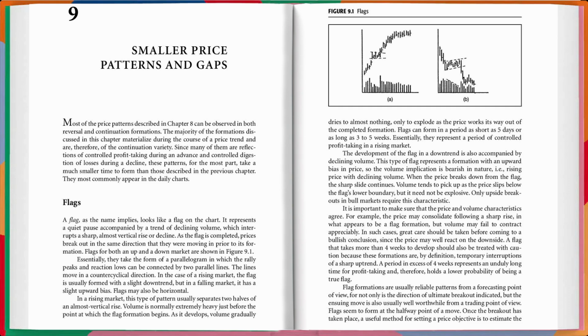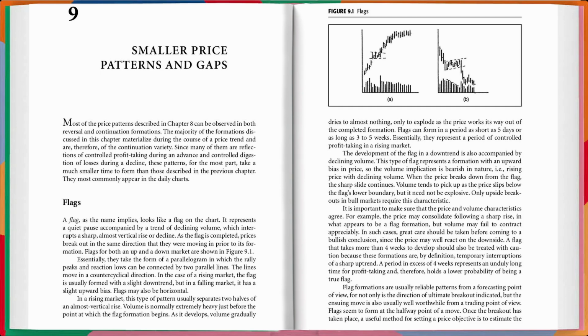The development of the flag in a downtrend is also accompanied by declining volume. This type of flag represents a formation with an upward bias in price, so the volume implication is bearish in nature, i.e., rising price with declining volume. When the price breaks down from the flag, the sharp slide continues. Volume tends to pick up as the price slips below the flag's lower boundary, but it need not be explosive. Only upside breakouts in bull markets require this characteristic.